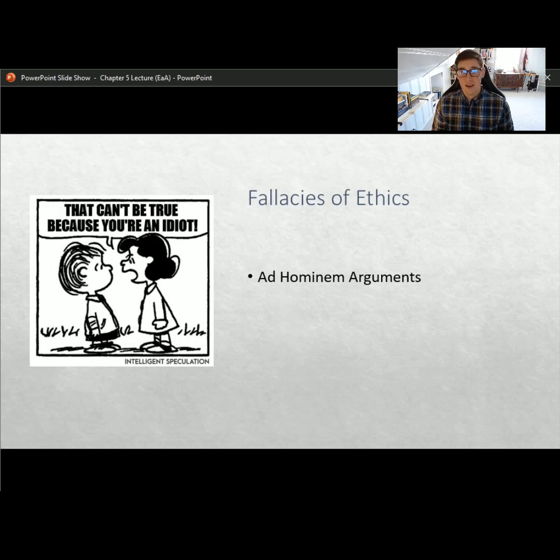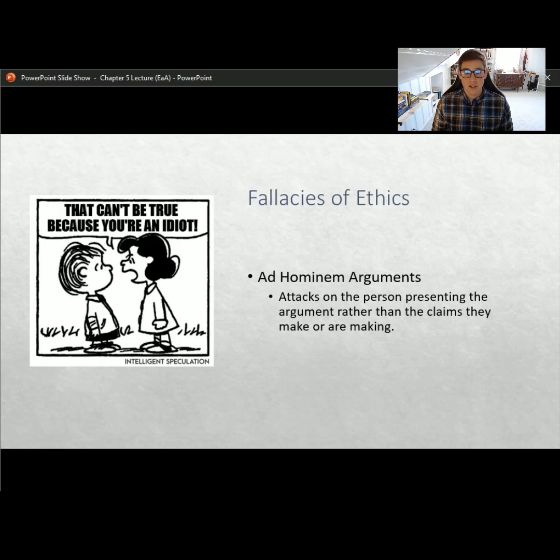This is called ad hominem arguments. And this is the idea that it's okay to attack a person who is presenting an argument rather than the claims that they are making. So rather than engage with the argument, we say, hey, that can't be true because you're an idiot. Well, maybe it is true, right? And we don't want to attack that person.